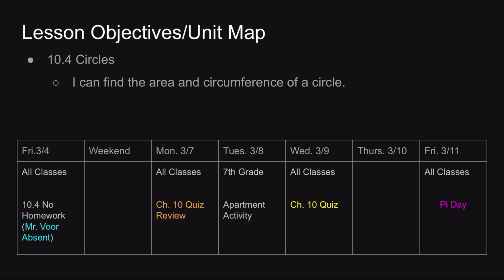Anyway, so on Monday, we'll do the quiz review. On Tuesday, we're going to pause, not do the quiz because 8th grade will be gone, actually. So just 7th grade, we'll do a fun apartment activity. And then on Wednesday, we'll take the quiz. And then on Friday, as you can see, we're going to have Pi Day, which is exciting. It's the last day before spring break, so I thought we'd do something fun, and we'll do stuff related to pi, which actually has to do with what we're learning today.